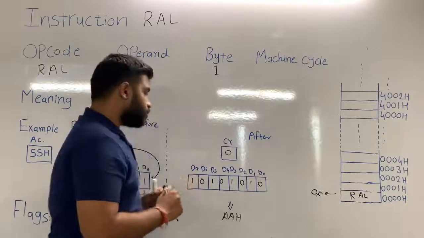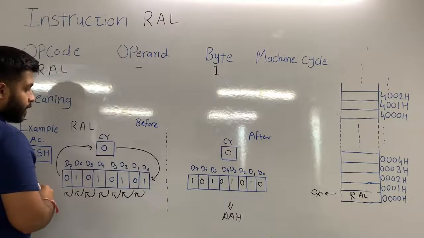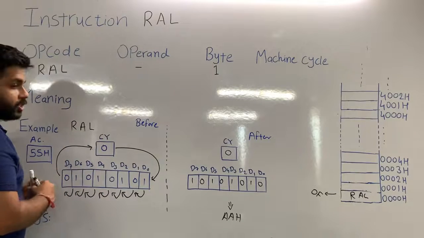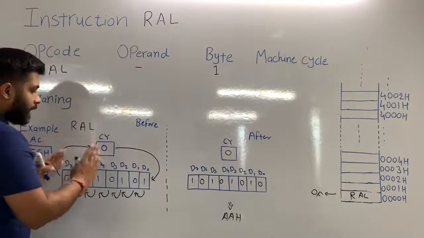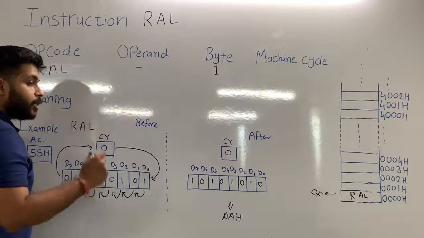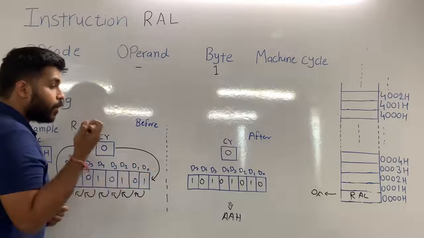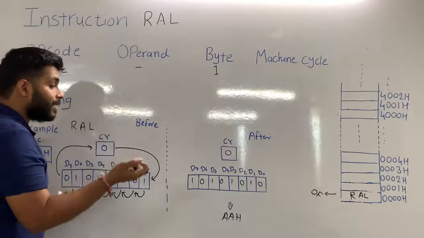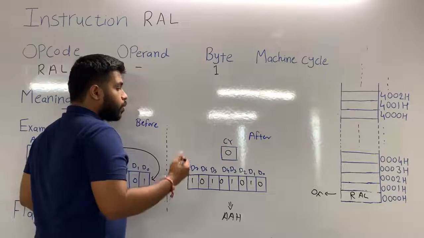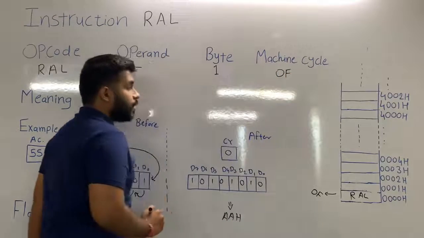Now if you pay attention, during the execution the content of accumulator and the carry is changing, and carry and accumulator are both part of the microprocessor. It means during the execution, the processor is not storing any data in the memory, or reading any data from the memory. So for this instruction, what will be the machine cycle? Only one machine cycle, that is the opcode fetch.